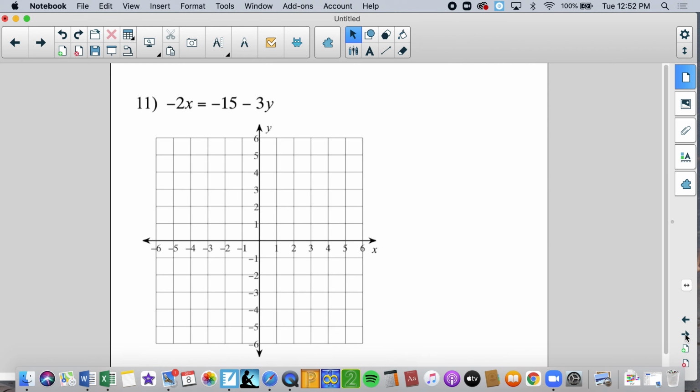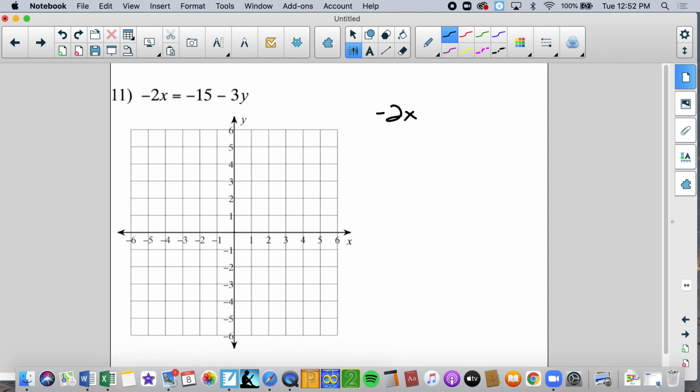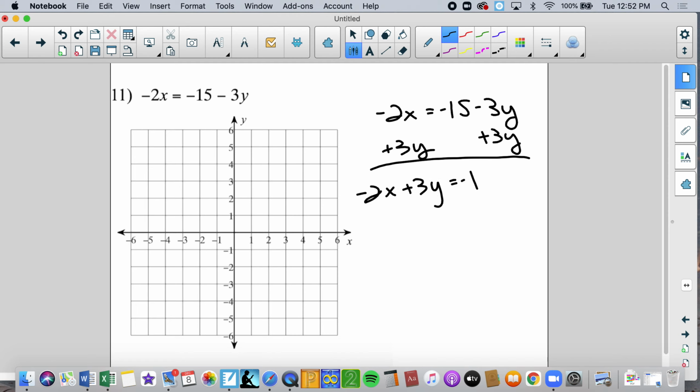Number 11, notice it is not in standard form. It is not ax plus by equals c. It is -2x equals -15 minus 3y. So I'm going to add the 3y to the other side. I'm going to put my -2x plus 3y equals -15.